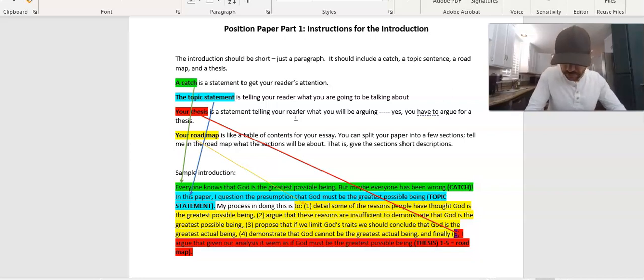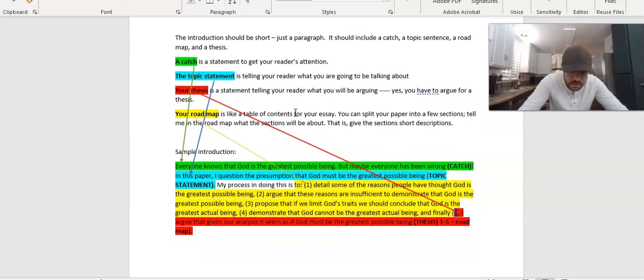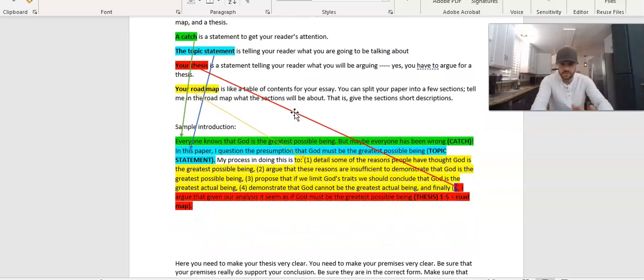Three, propose that if we limit God's traits, we should conclude that God is the greatest actual being. And four, demonstrate that God cannot be the greatest actual being. And finally, I argue that given our analysis, it seems as if God must be the greatest possible being.